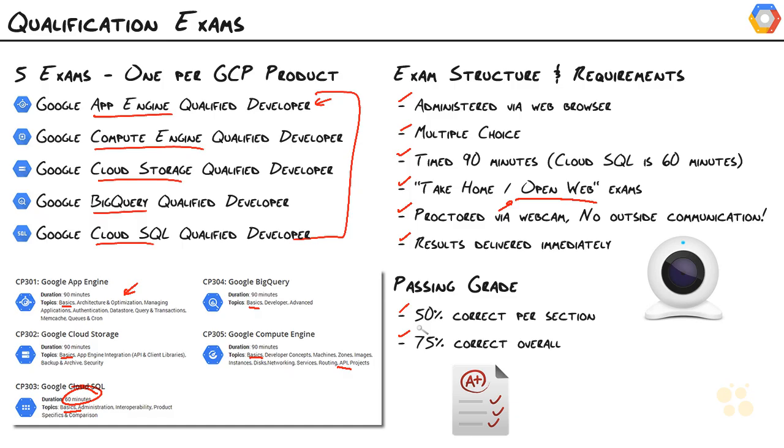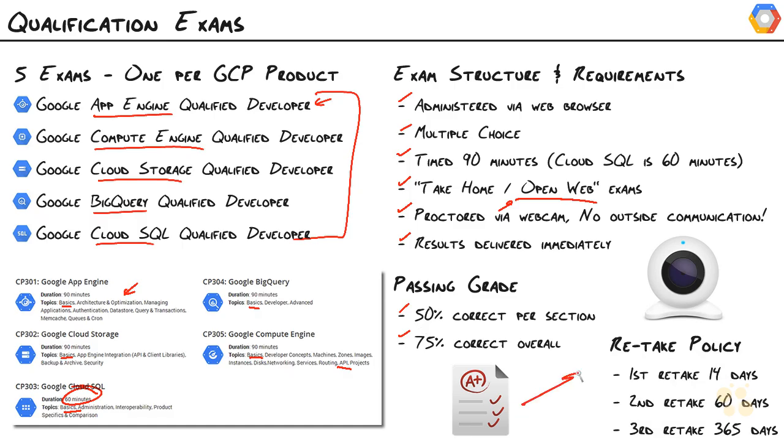or better overall. If you do fail the exam, and you're not going to fail the exam, but if some unforeseen circumstance occurs, like the power goes out, your internet goes down, or the test crashes, then it's going to get marked as a failure, and you'll have to go through this waiting period before you can take it again. The first waiting period is 14 days, the second one is 60 days, and the third one is 1 year.